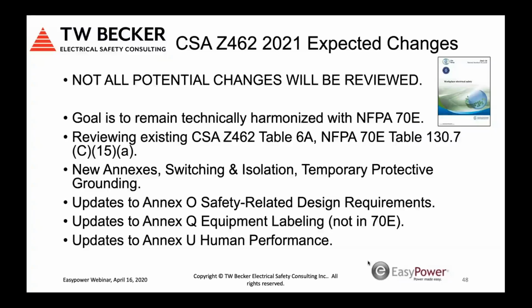So this is all, again, potential changes and whatnot. And then we are reviewing some of the other annexes outside of 70E and adding some additional content or clarification. And I mentioned Annex Q, equipment labeling. That's going to be updated because we can have the employer at a large industrial supervised site provide the arc flash information with other methods than equipment labeling. Results tables could be provided. And then we're updating some content, minor updates to human performance. So I haven't listed all the annexes and the potential changes in Z462, but again, we're trying to maintain technical harmonization.